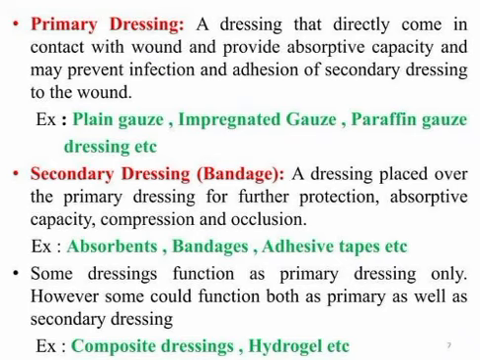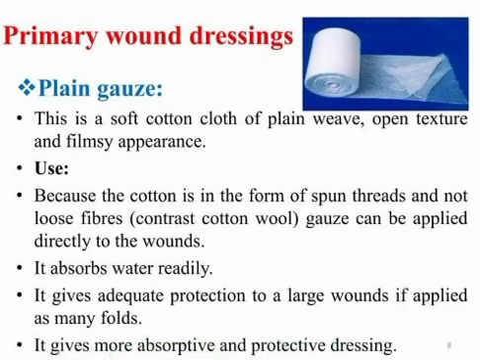The second one is the secondary dressings. The secondary dressings are like bandages. Once we place the primary dressings, for the protection of that primary dressing we have to use the secondary dressings, for example bandages and adhesive tapes. Some of these dressings, for example hydrogels, are used for the primary dressing only. That type of dressings are known as primary or secondary type dressings. So the primary dressings are mainly used to prevent infections of the wound, and the secondary dressing is mainly used to protect that primary dressing.